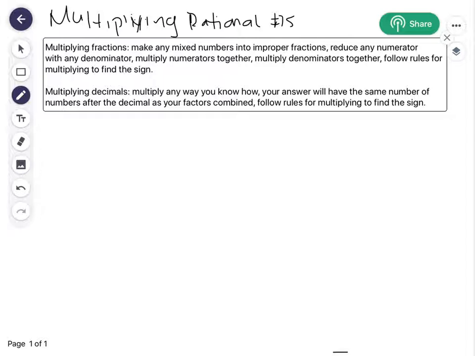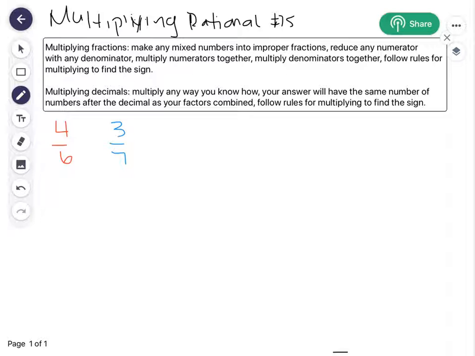So I'm going to start by multiplying fractions. If you look in the box, it says the first step is to make any mixed number into improper fractions, then reduce any numerator with any denominator, multiply the numerators together, multiply denominators together, then follow the rules for multiplying to find the sign, that is the positive or negative value. So if I had one fraction that was 4/6, and my other fraction would be 3/7.